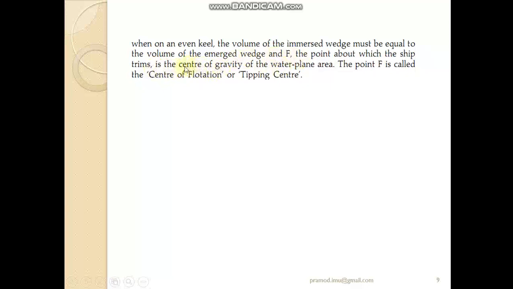This point F is the center of gravity of water plane area, and this point F is what we call center of flotation or tipping center. So all calculations with respect to trimming moments are carried out about this point which we call center of flotation. We can find out center of flotation of a ship by calculating the center of gravity of the water plane area of the ship at that given draft. So at different drafts, the position of center of flotation will be different.